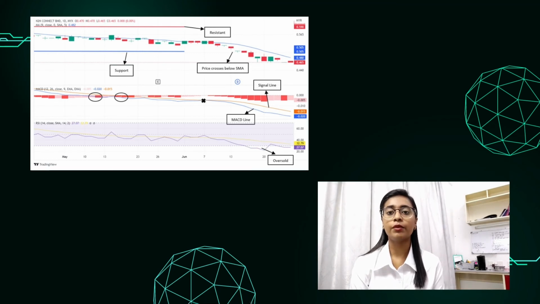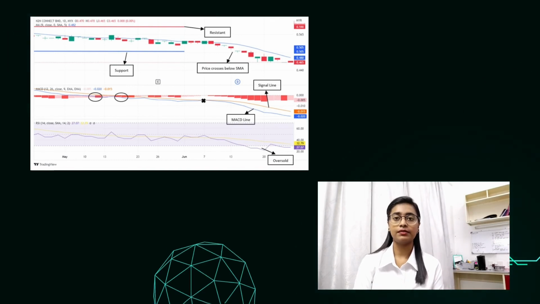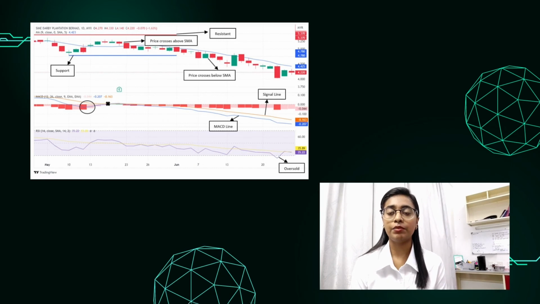Typically, a price break above the moving average shows a buy signal, while a price break below the moving average shows a sell signal. Lastly, we trade Sam Davi Plantation stocks. We buy 500 units of Sam Davi stocks at 5 ringgit 6 cents each on 12th May, and the next day the price of the stock increased, and we sell all the units for 5 ringgit 12 cents each.